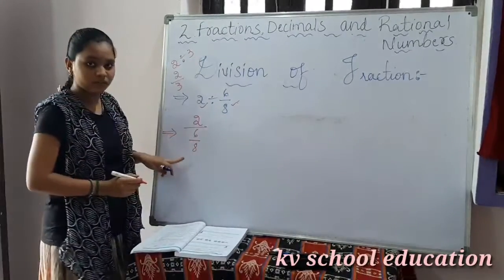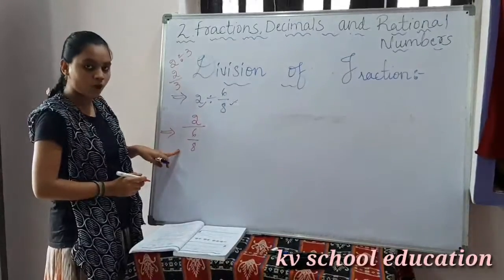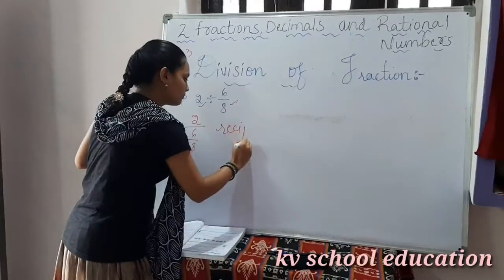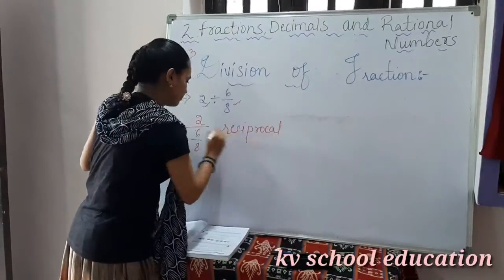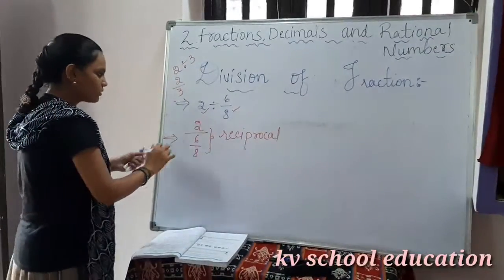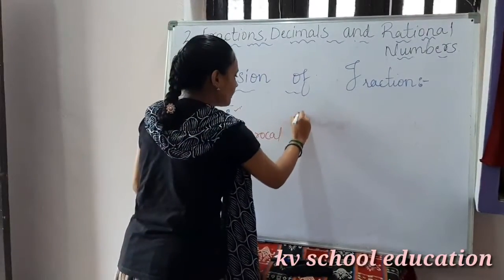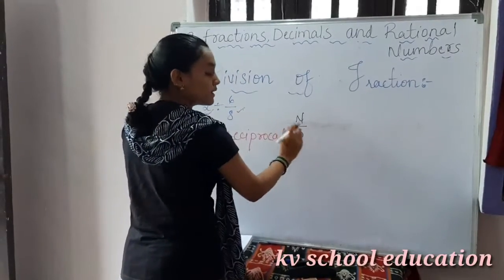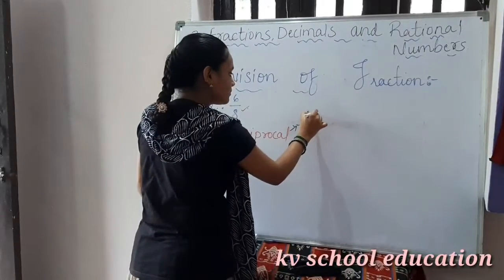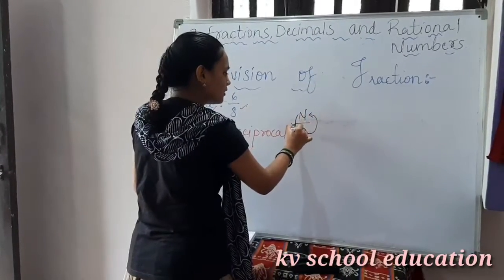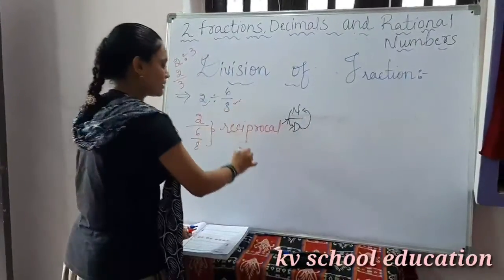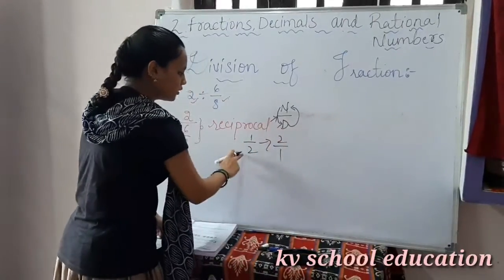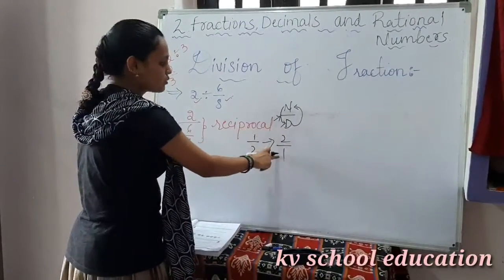So in division, if this process is long, we should take it as a reciprocal. What is meant by reciprocal? Reciprocal means numerator by denominator. This is a fraction. We must take it as a reciprocal. So in the reciprocal, denominator will come to the place of numerator and numerator will come to the place of denominator. It will replace. For example, 1 by 2. The reciprocal of 1 by 2 is 2 by 1. Denominator comes to numerator, numerator comes to denominator.